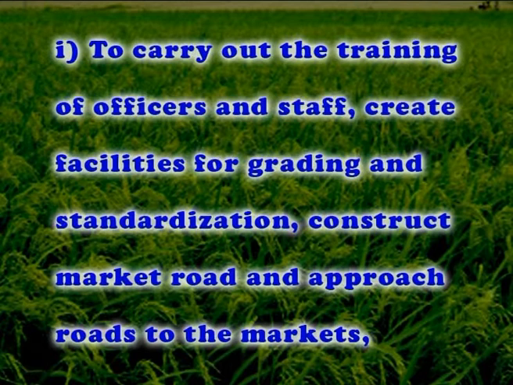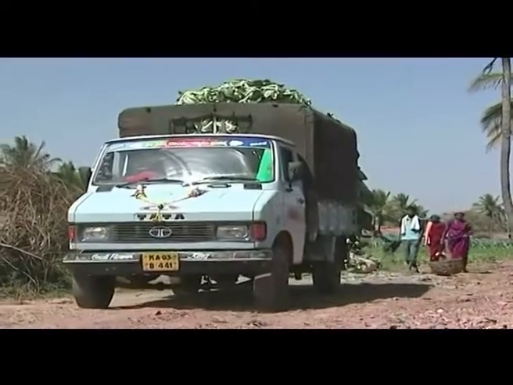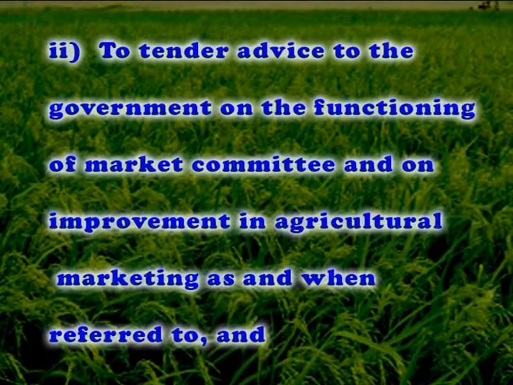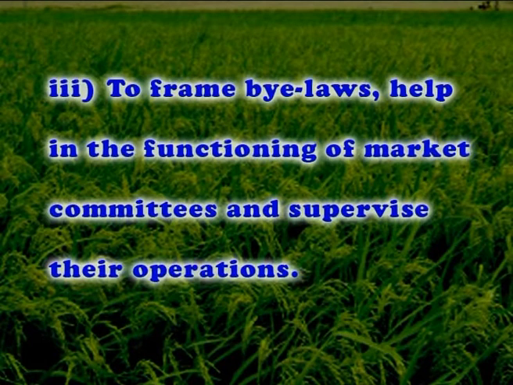The main functions of the board are to carry out the training of officers and staff, create facilities for grading and standardization, construct market roads and approach roads to the markets, construct market yards and sub yards, establish and maintain the board office and others as specified. To tender advice to the government on the functioning of market committees and on improvement in agriculture marketing as and when referred to, and to frame bylaws, help in the functioning of market committees and supervise their operations.